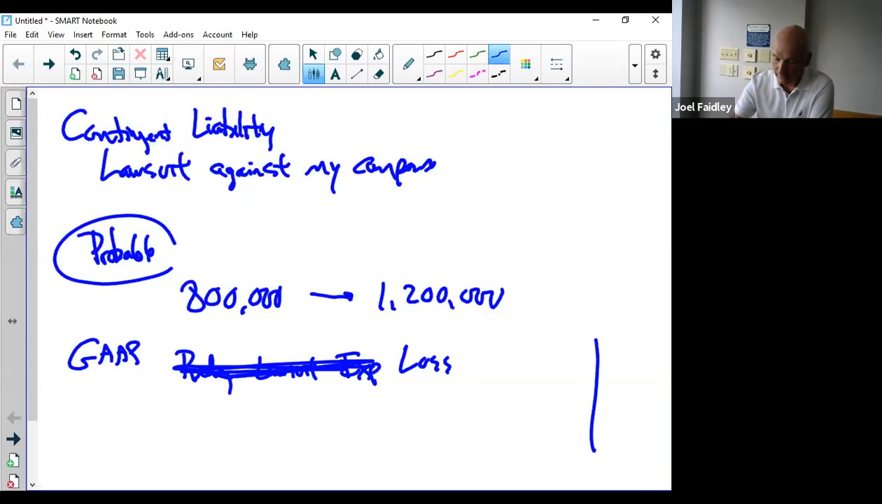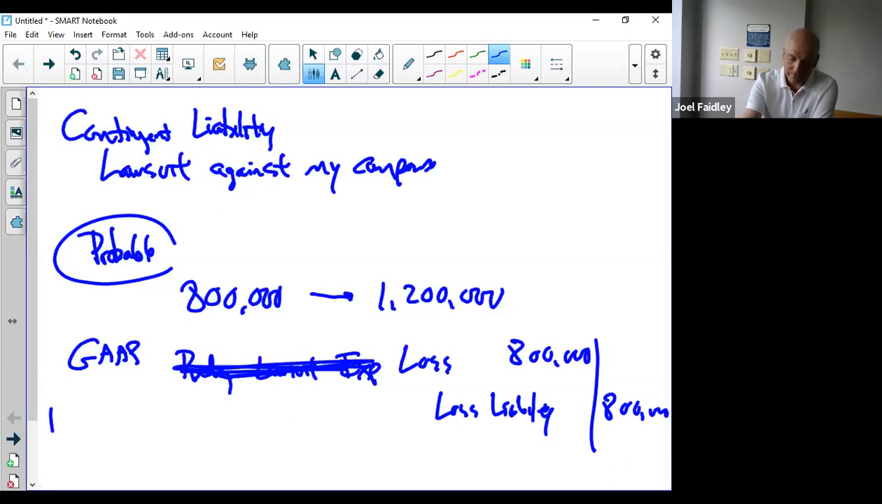And the credit would be to loss liability. Right? Loss is going to go to your income statement. Loss liability is on your balance sheet. So what does GAAP say to do? GAAP says use the lower of the range. Surprised you, didn't it?